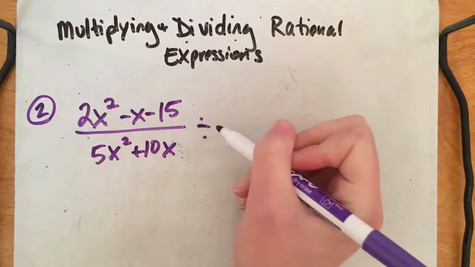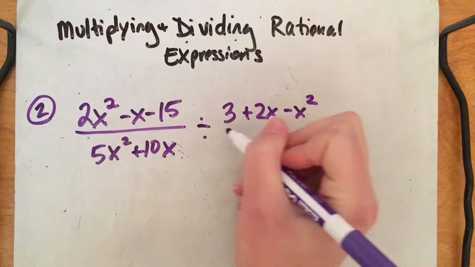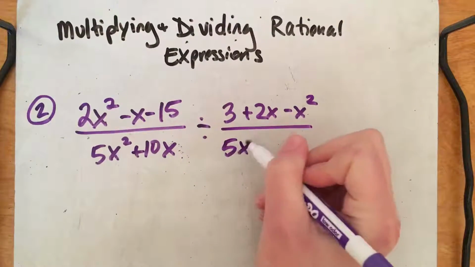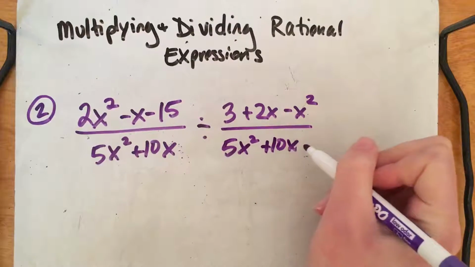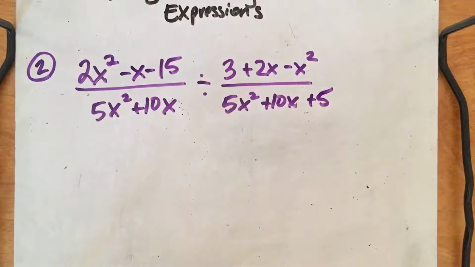All right, so here's my problem. 3 plus 2x minus x squared. Okay. So we're going to start these by looking again at if they have anything in common first of all, and factoring that out to make it easier for us.